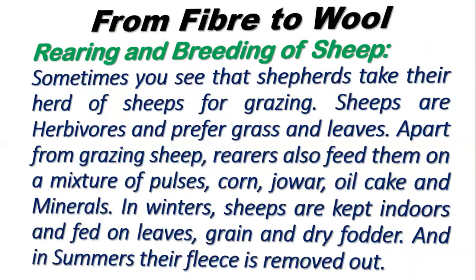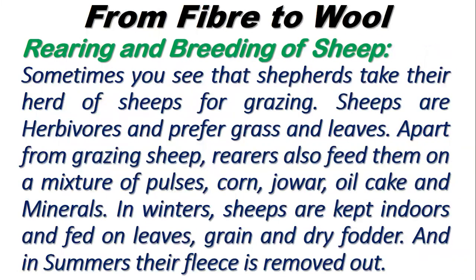From fiber to wool. So it has two parts. First is rearing and breeding of sheep, and second is processing fibers into wool. So first is rearing and breeding of sheep. Sometimes you see that shepherds take their herd of sheep for grazing. Sheep are herbivores and prefer grass and leaves. Apart from grazing, sheep rearers also feed them on a mixture of pulses, corn, oil cake, jowar, and minerals. In winter, sheep are kept indoors and fed on leaves, grain, and dry fodder. And in summer, their fleece is removed.